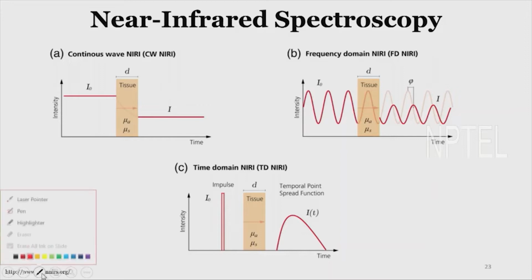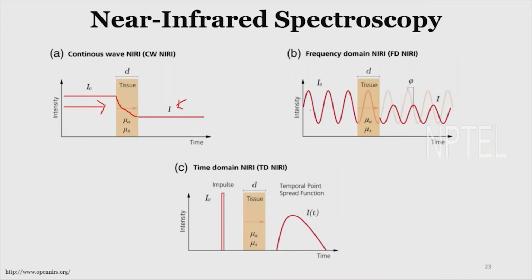As you can see on my screen, in the case of near infrared spectroscopy there are three different techniques that people use. The first one is continuous wave near infrared spectroscopy, where you have light passing through the tissue. You send light into the tissue with a particular amplitude, there is a certain decrease in the amplitude, and you detect this with a light detector. It could be a silicon photodetector, for example, or a photomultiplier tube.